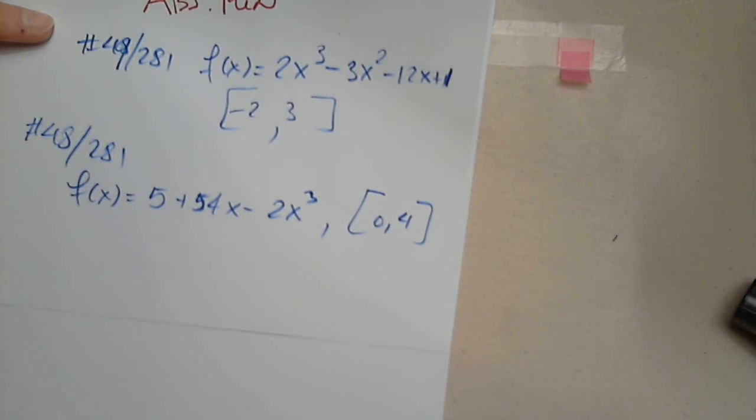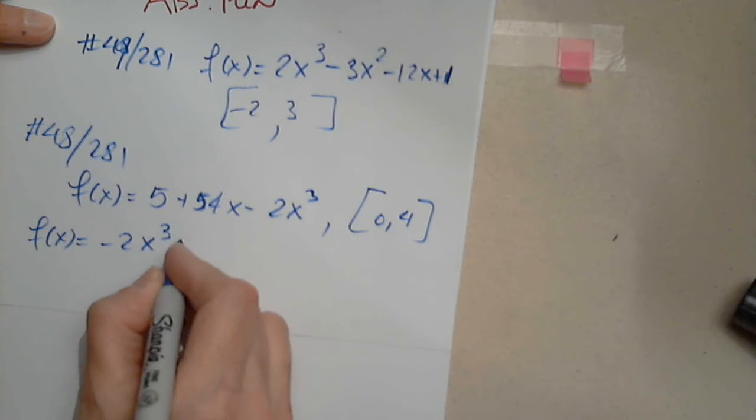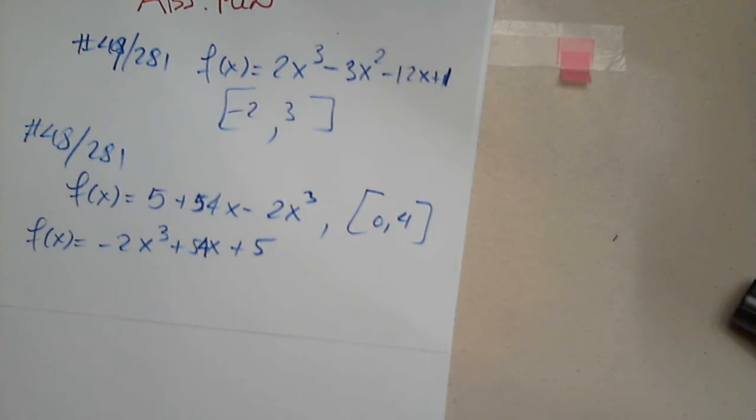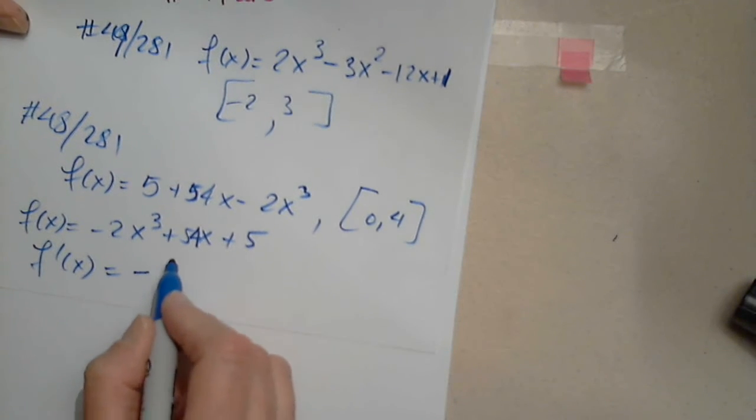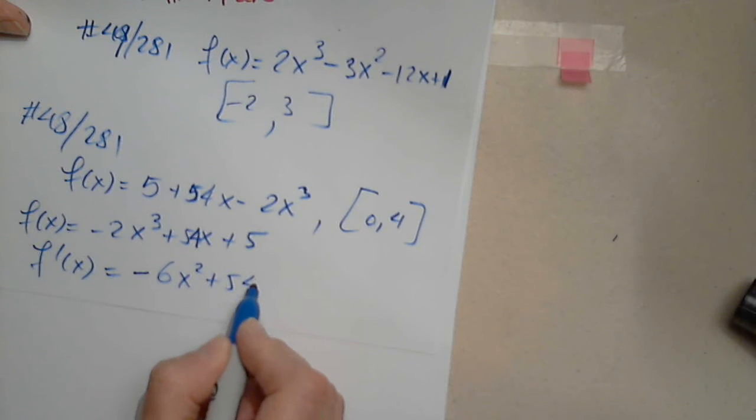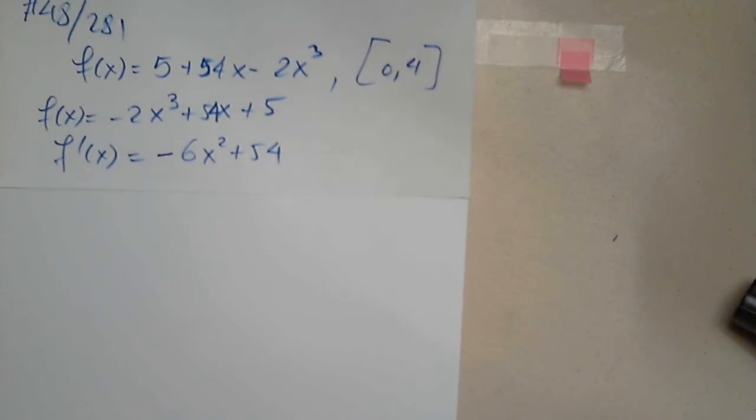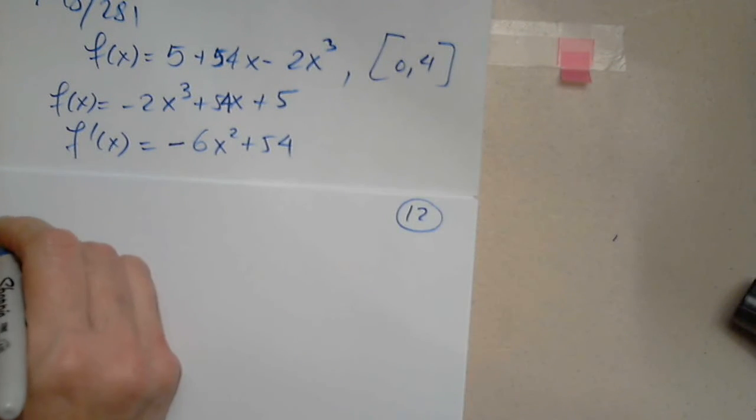Okay, so obviously I want to arrange everything in descending order. So did I copy it correctly? I think I did. Okay, we have to find the derivative: negative 6x squared plus 54. I will get my table going.